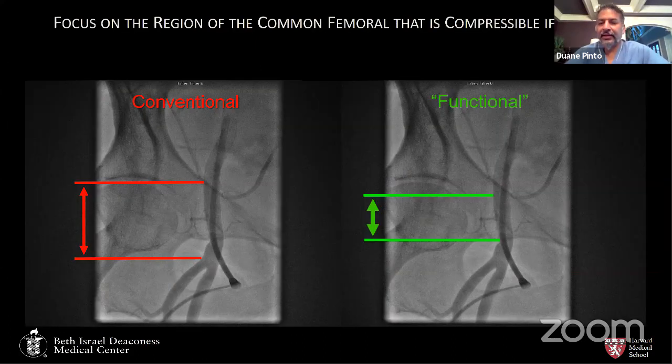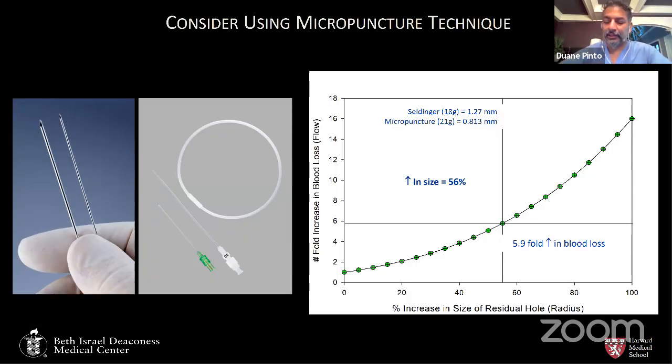Okay, so this again shows you what the conventional definition of the common femoral artery is, and what the functional area is. For us as interventional cardiologists, we want to be accessed in the functional area because that's the compressible area. And you can see the sheath is entering at the right level, and you see the inferior border of the inferior epigastric artery, which defines where the inguinal ligament is.